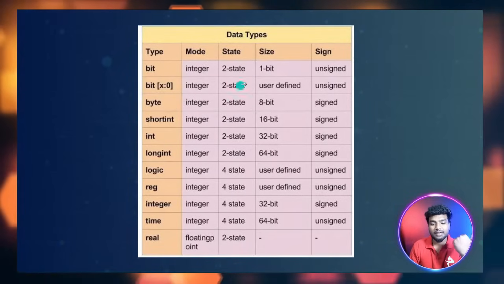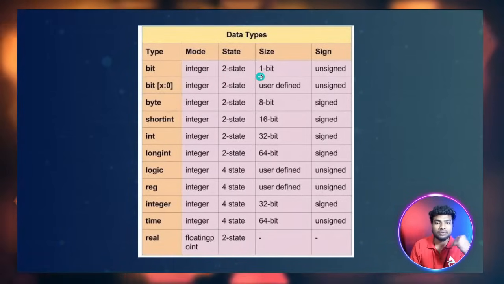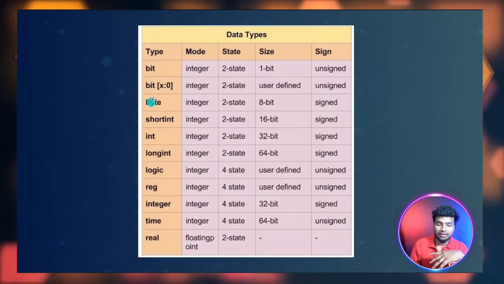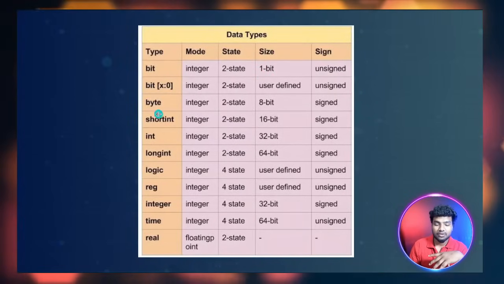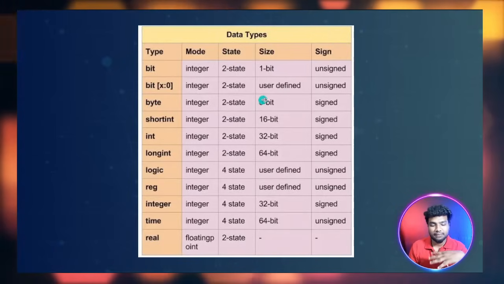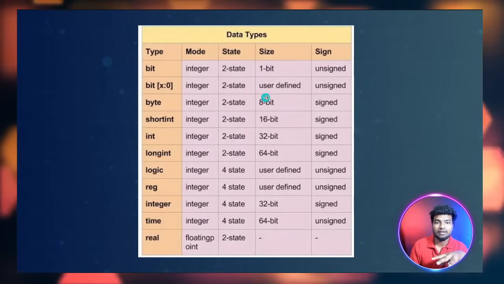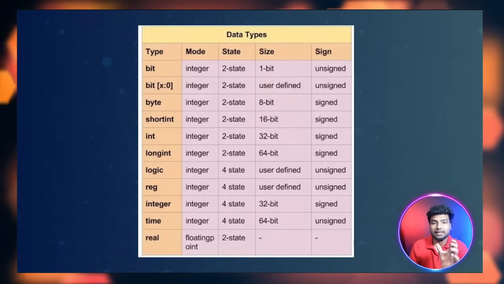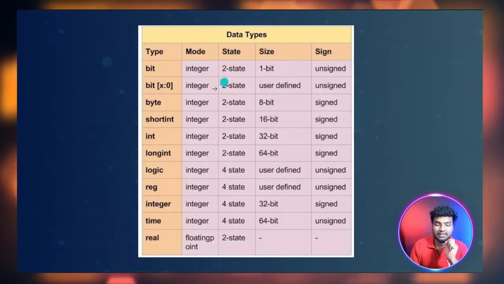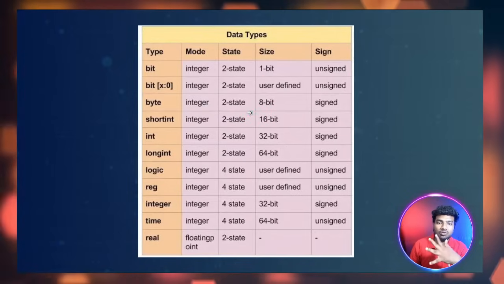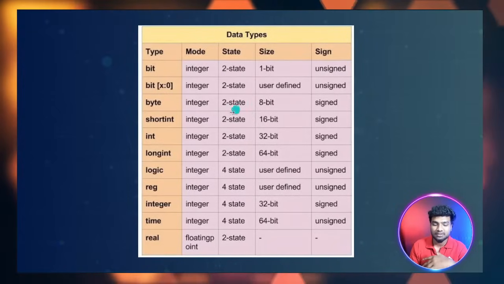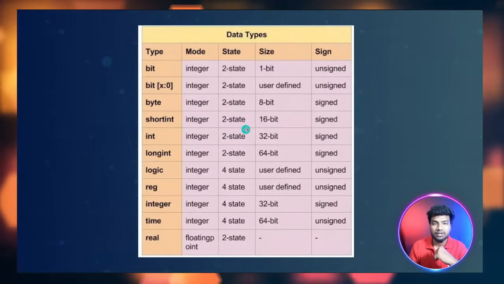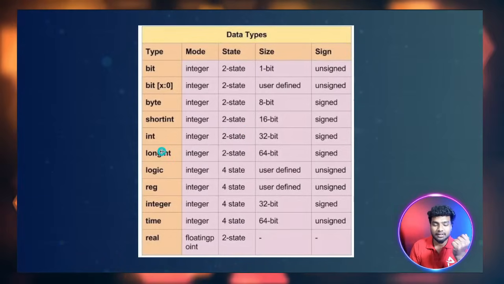Bit has two states, the size is 1 bit, so it can be either 0 or 1. And then byte means 8 bit, so the width of the data type is 8 bit. It can store 8 bits of data. The state is two state, so we can store only zeros and ones in the 8 bits. Short int is 16 bit, also two state, 0 or 1. And then int is 32 bit.